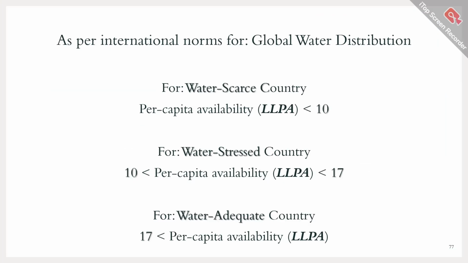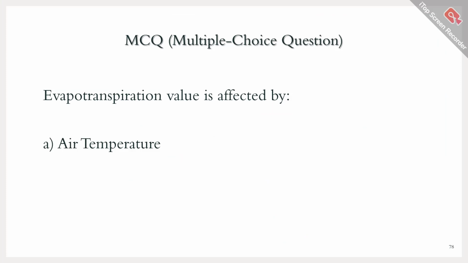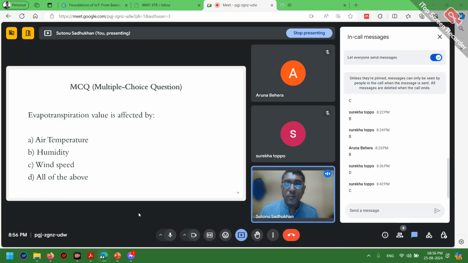Right? So now we'll move on to our next MCQ. Evaporation value is affected by option A, air temperature, option B, humidity, option C, wind speed, option D, all of the above. We saw in few of the earlier questions that the ocean is the largest contributor to the moisture that is present in the air. So how does a water body contribute to the atmospheric moisture? The process is called evapotranspiration. If you decrease the humidity of the air, the evapotranspiration will increase. If you increase the humidity of the air, the evapotranspiration will decrease.